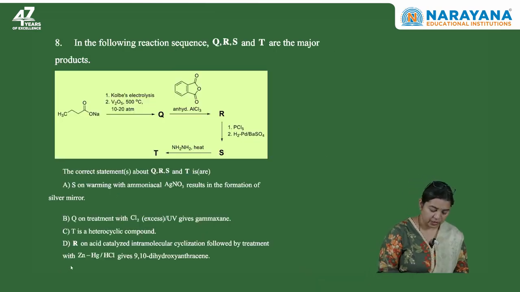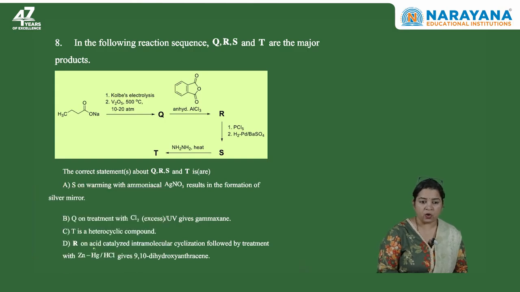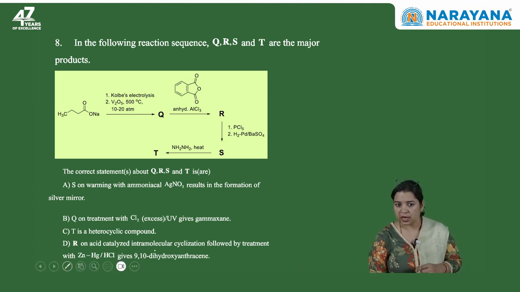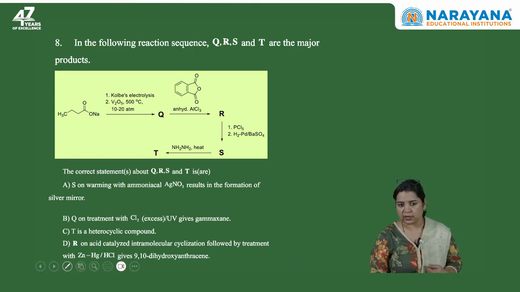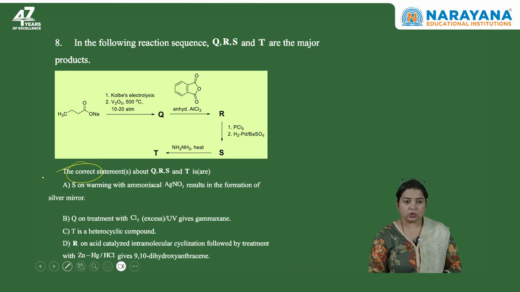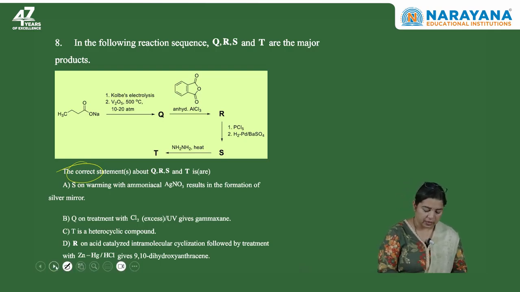So here is the next question of organic, and let us see what all reactions are involved. In the following reaction sequence, we have to identify Q, R, S, T as major products, and based on those Q, R, S, T we have to select the correct statements. Okay, so what are the reactions involved? Let's go step by step.